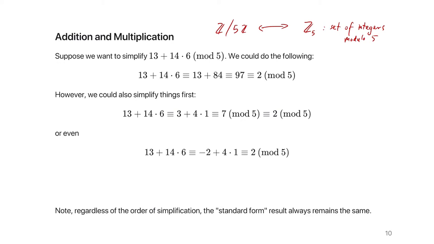Okay, anyway, suppose we want to simplify 13 plus 14 times 6 modulo 5. So, in other words, find the remainder you get when you divide that expression by 5. So there's several ways you could do this.